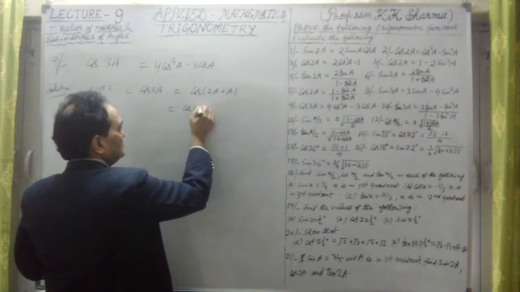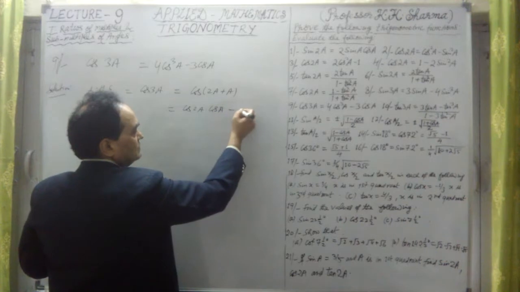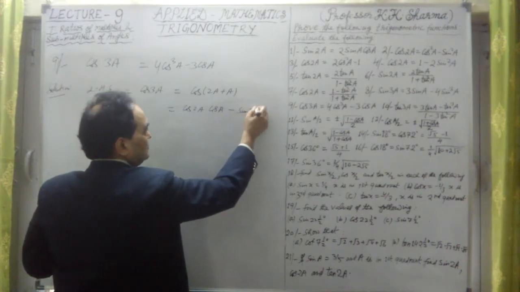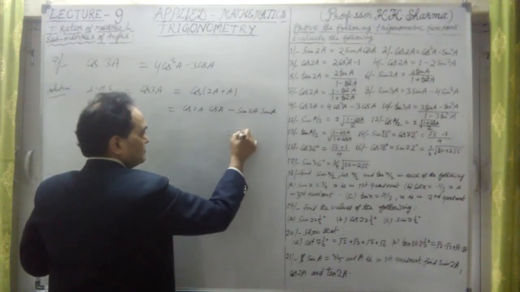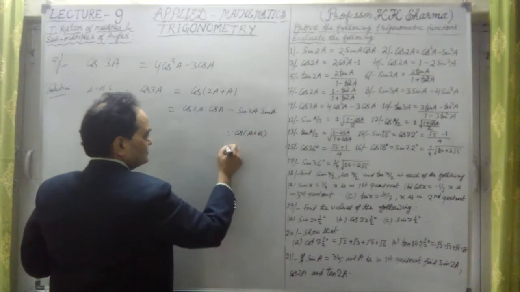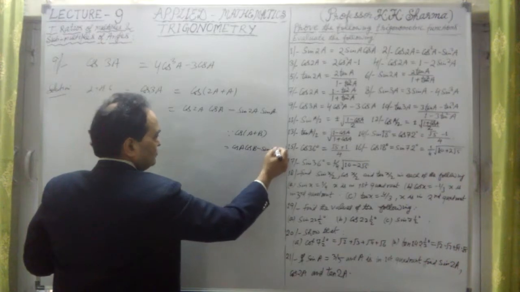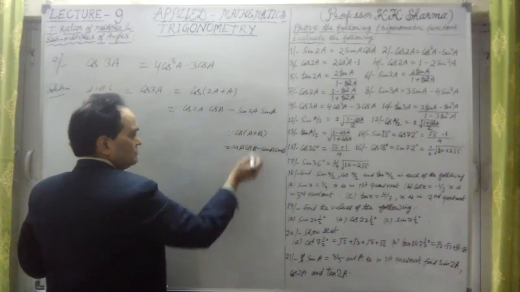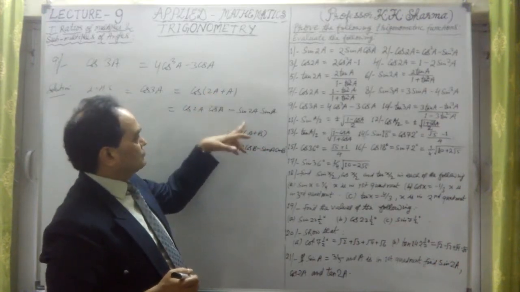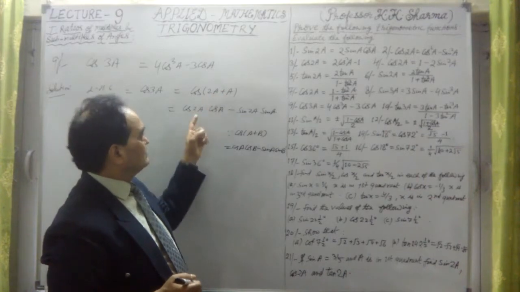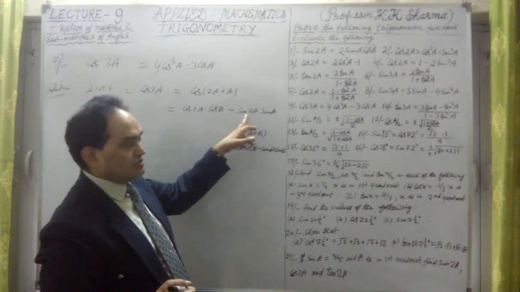This is cos 2A into cos A minus sine 2A into sine A. Let me write here, cos of A plus B, the formula is cos A into cos B minus sine A into sine B. This formula we have applied here. In place of B, we have here A, and in place of A, we have 2A. First cos 2A, cos A, minus sine 2A, sine A.